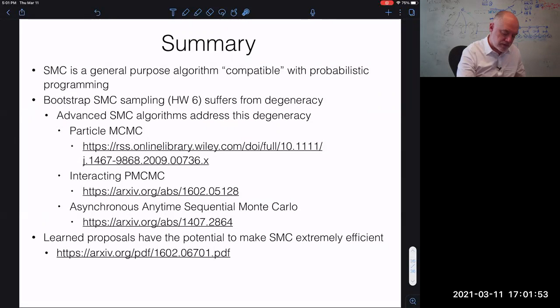And then there's a couple of others that came out of my group. One is called interacting particle Markov chain Monte Carlo, which basically extends this idea of parallel execution of SMC to a kind of ridiculous but awesome degree. Also really, really interesting if you're into reinforcement learning.